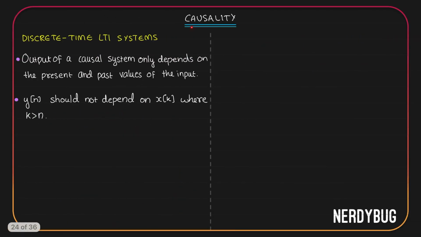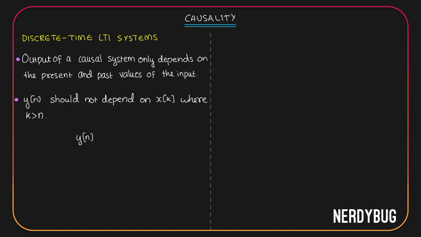The next property we have to learn is causality, and we will start with discrete time LTI systems. We have already learned the definition for a causal system. It is that the output of a causal system only depends on the present and past values of the input. It cannot depend on any of the future values of the input. So we can say y of n should not depend on any x of k where k is greater than n. It can depend on previous values but not any future ones.